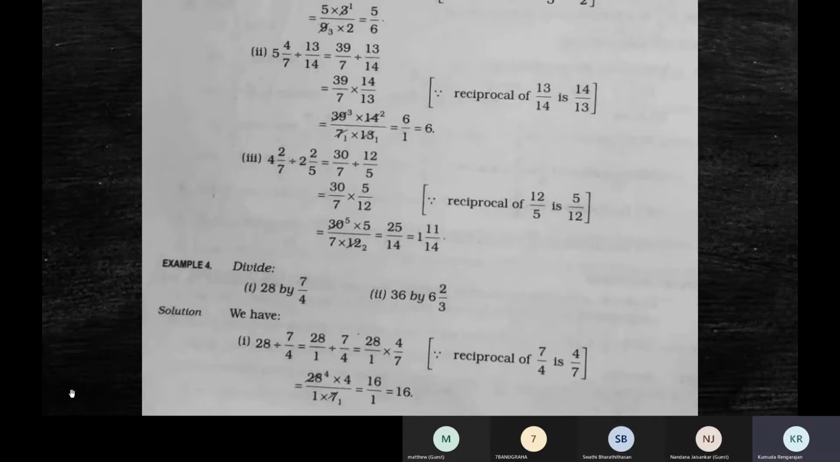The same is the procedure for the next one. 36 by 6 2 by 3. Now, what kind of a fraction is 6 2 by 3? Ma'am, a mixed fraction. What is its improper form? Ma'am, 20 by 3. The improper form is 20 by 3.